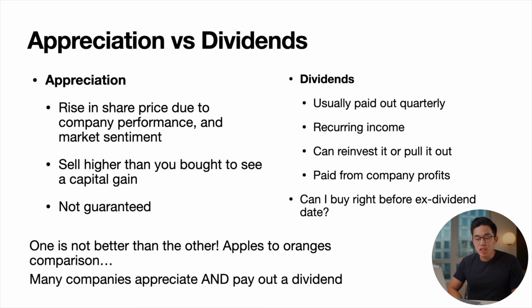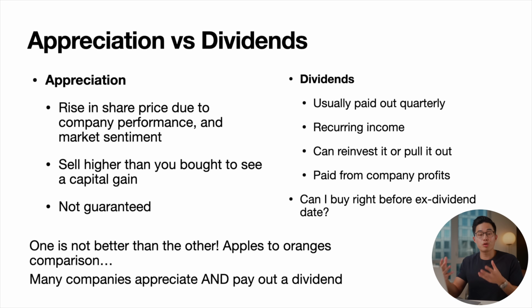Now let's talk about appreciation versus dividends. So these are 2 different ways that your stocks can make you money. So with appreciation, you're making money when there is a rise in the share price due to company performance as well as market sentiment. So let's say you buy a stock at $10 and it appreciates to $12. You sell it and you see a gain of $2. So in this case, you've made $2 due to appreciation. Now, I will say that appreciation is not guaranteed. It can go either way, but in the long term for good companies, you should see appreciation.